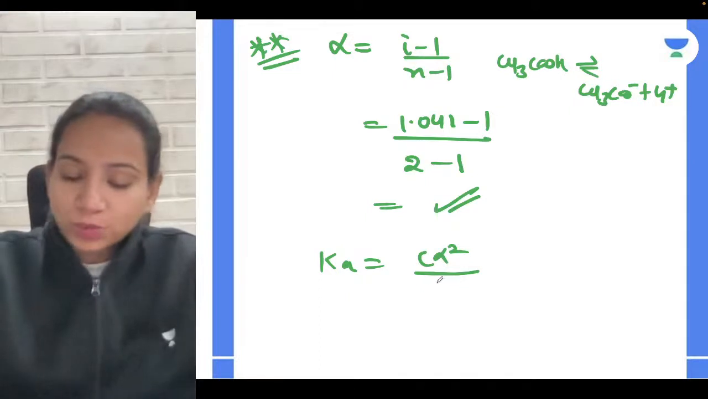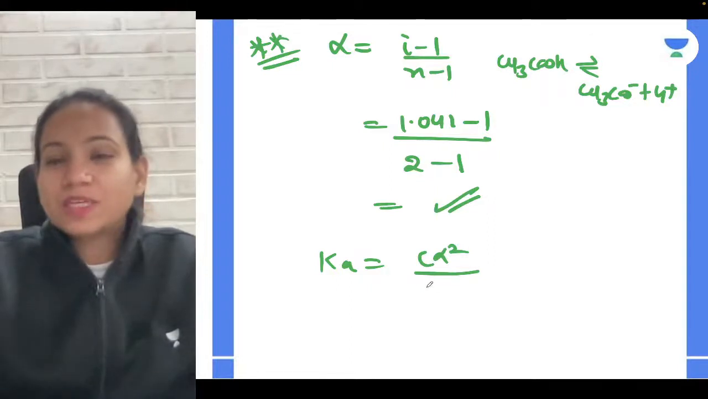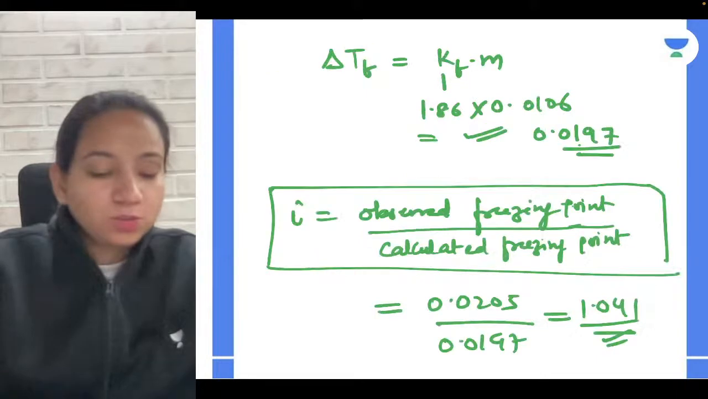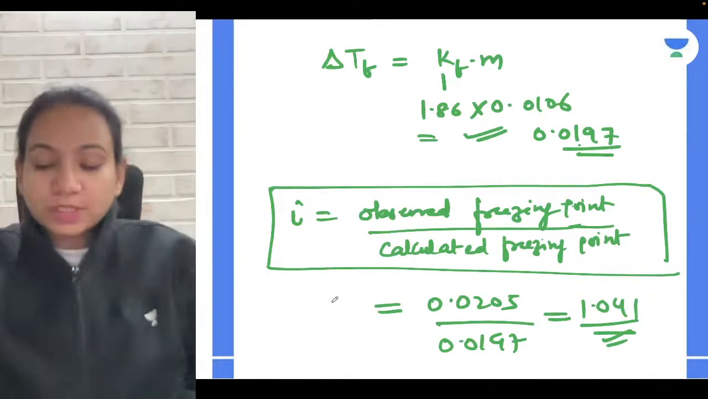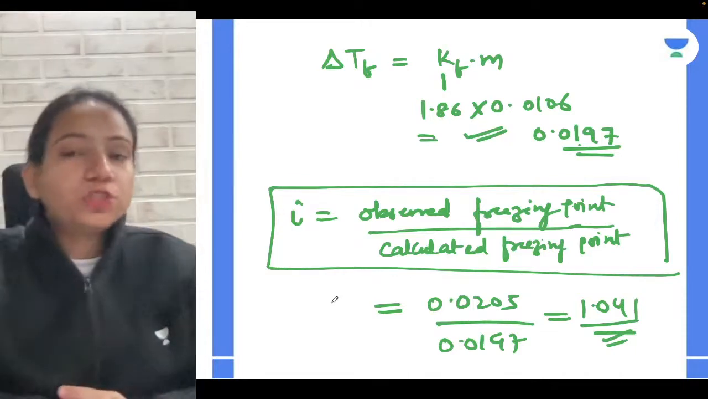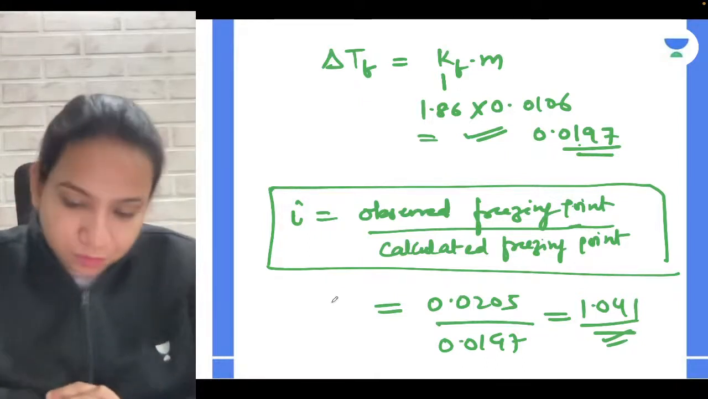This is a class 12 topic, Invictus. C alpha square divided by 1 minus alpha. The concentration is given; we have to find it out in molality. You can just utilize that and do it. So this is a class 12 topic, Invictus, from the class 12 solutions unit. From that we are doing the Van't Hoff factor.